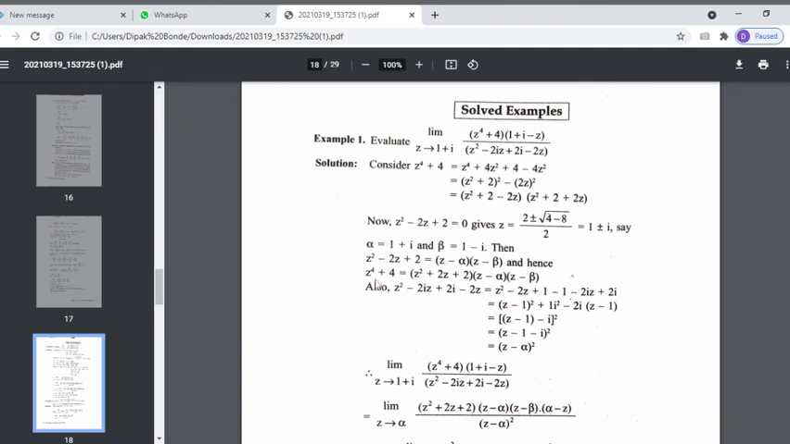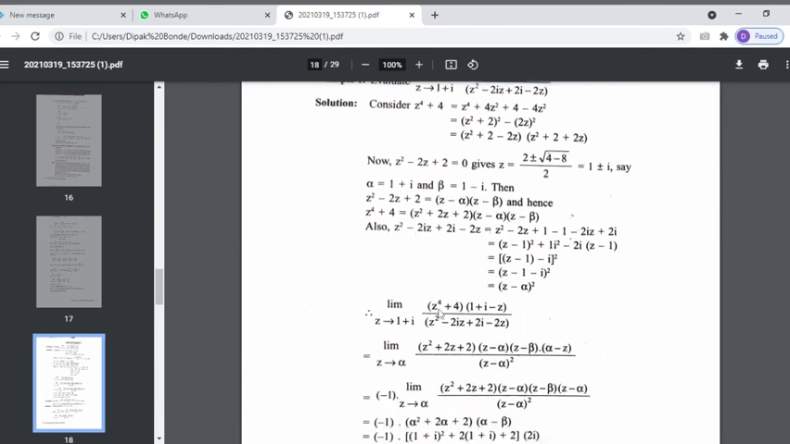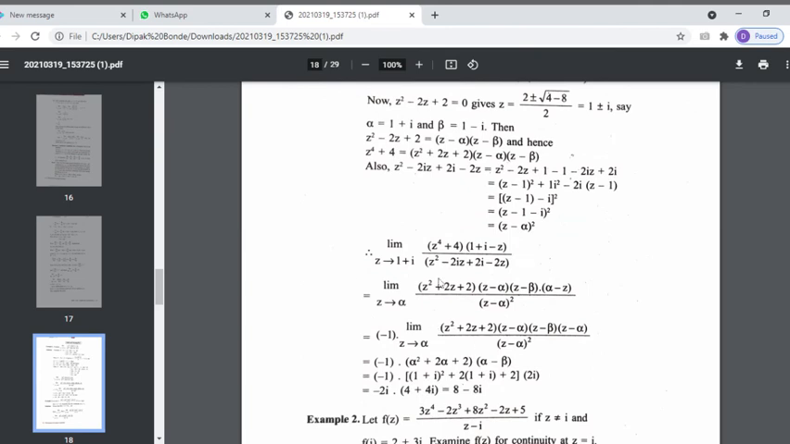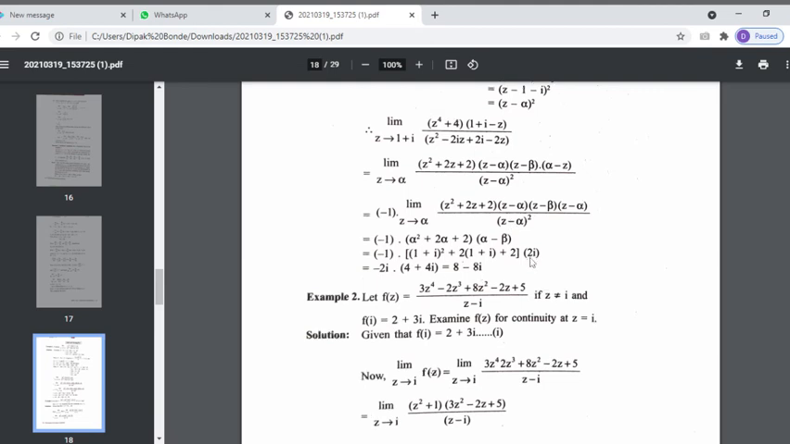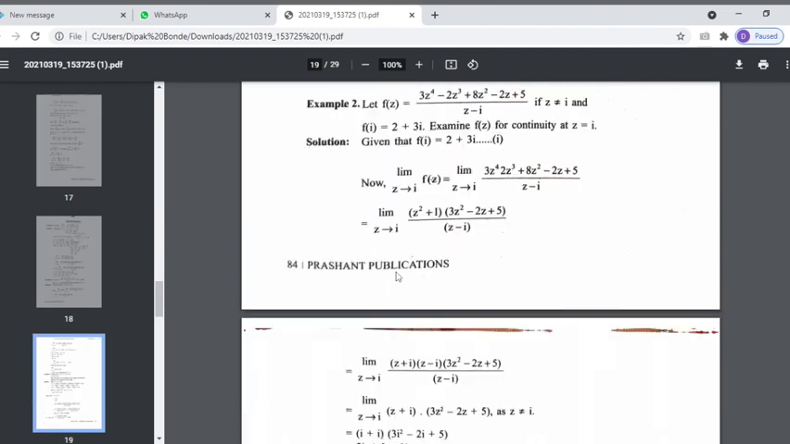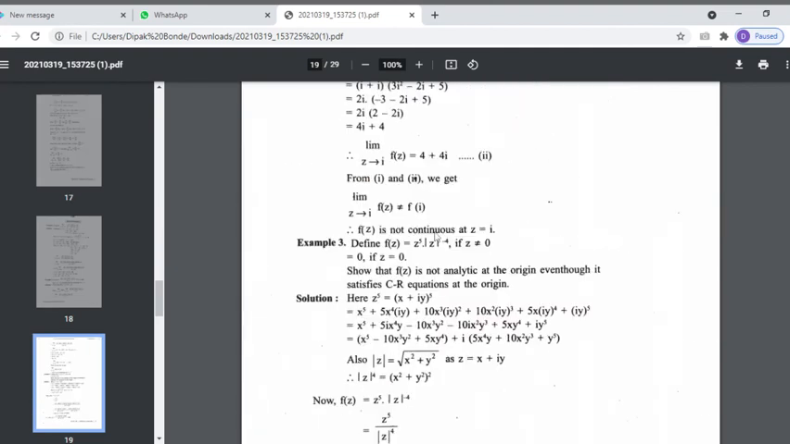So z raised to 4 plus 4 is nothing but z square plus 2z plus 2, that is z minus alpha into z minus beta, where alpha is equal to 1 plus I, beta is equal to 1 minus I. Putting all these values and solving, the common factors z minus alpha cancel, and we get 8 plus 8I. This is the answer. Now these are some more examples which can be solved easily.